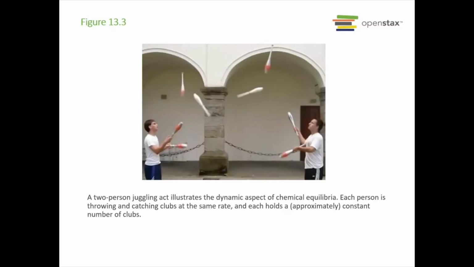An example is these people juggling. Each person is constantly catching and throwing clubs at the same rate, and they're holding a kind of constant number of clubs. So at one point, this dude is holding 2 clubs.